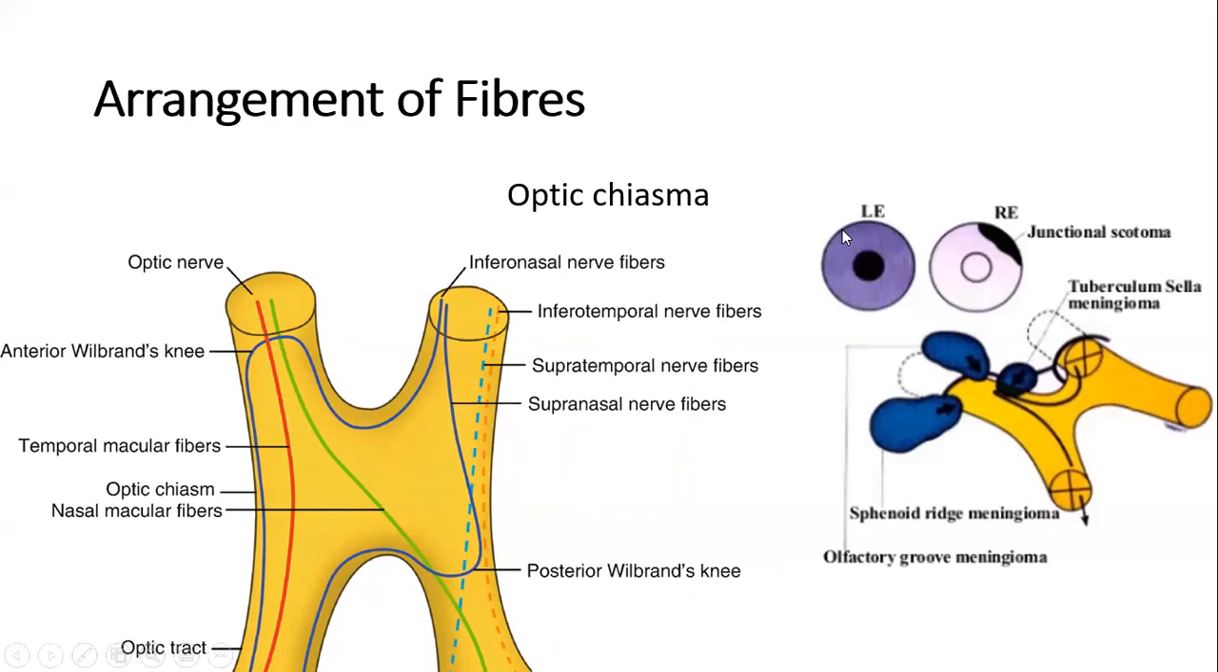Depending upon the amount of compression in the left eye, we can get any type of field defect. If it's completely compressed, you'll get total blindness. If it's incompletely compressed, depending upon the nerves which are getting compressed, you'll get a particular pattern of field defect. But more importantly, we'll get the other eye junctional scotoma here. Most commonly, this happens in case of tuberculum sellae meningioma. Okay.